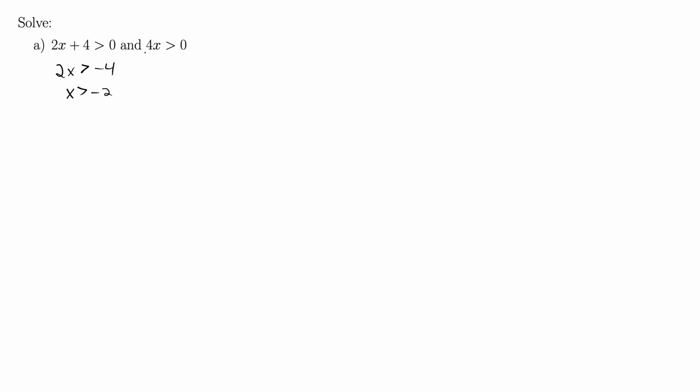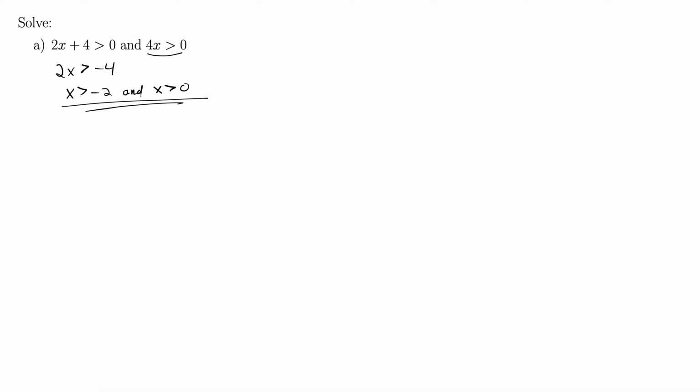Okay, and then on the other side here we have 4x greater than 0. We just divide both sides by 4. That leaves us with x greater than 0. And this is still an "and" in between. So this is really what we're working with here: x greater than negative 2 and x greater than 0.